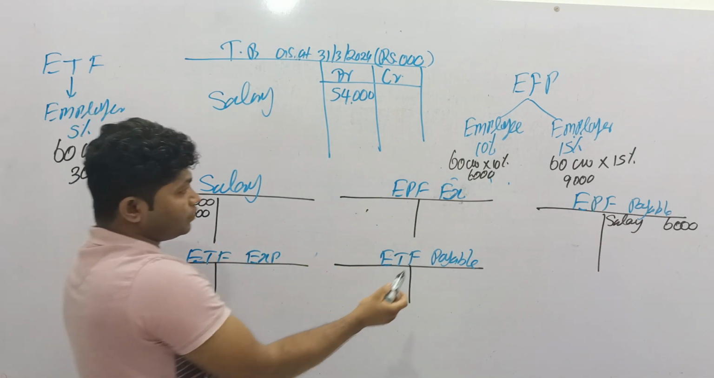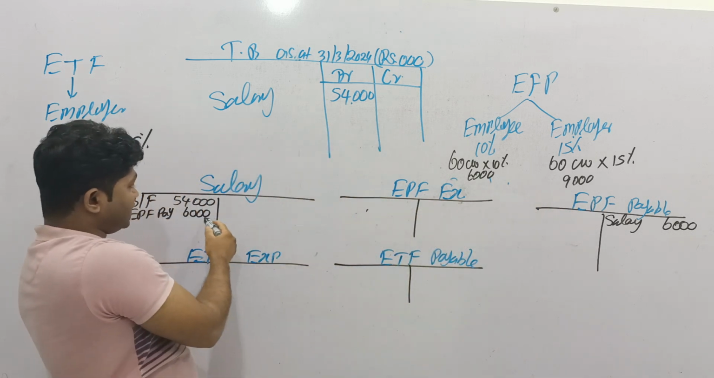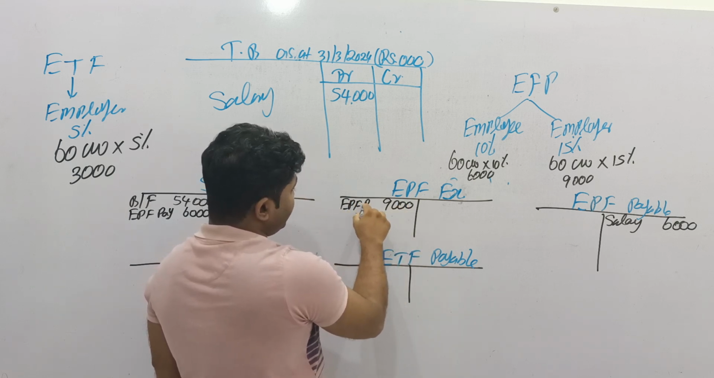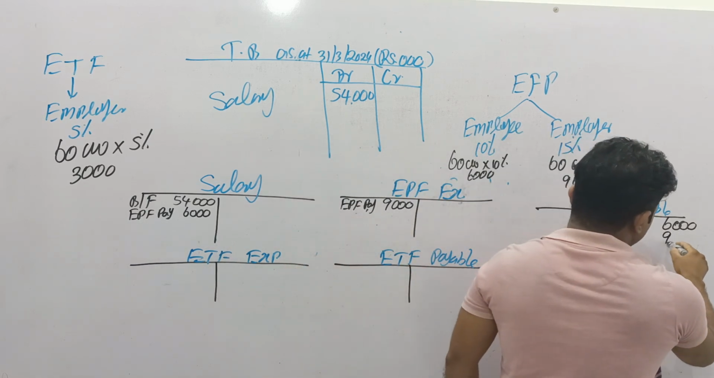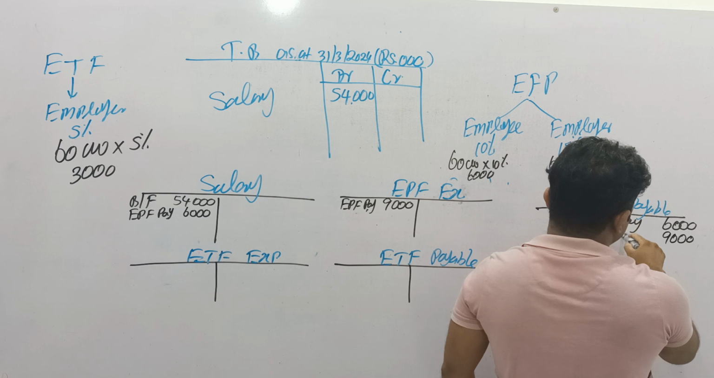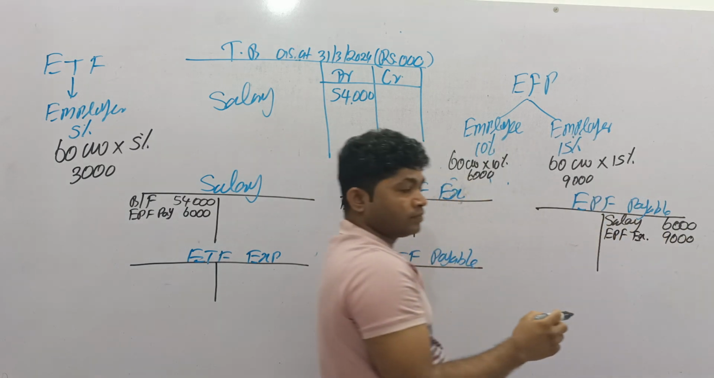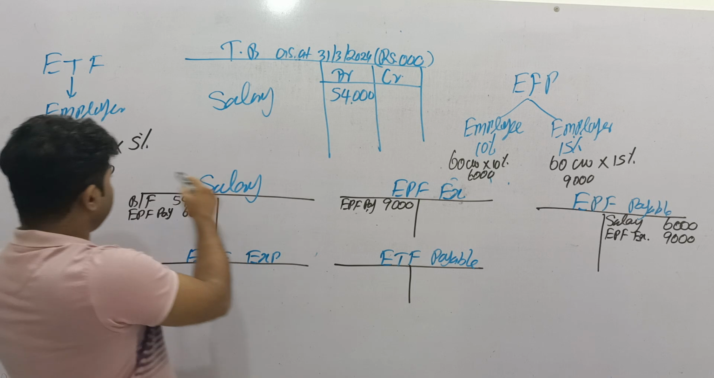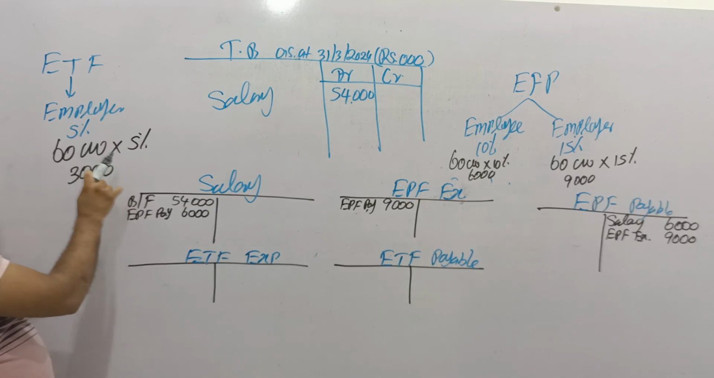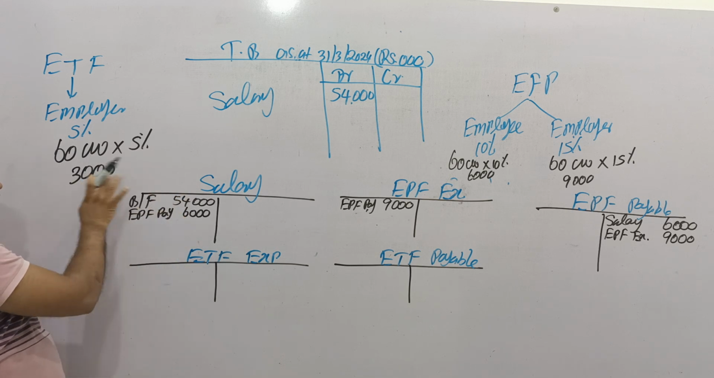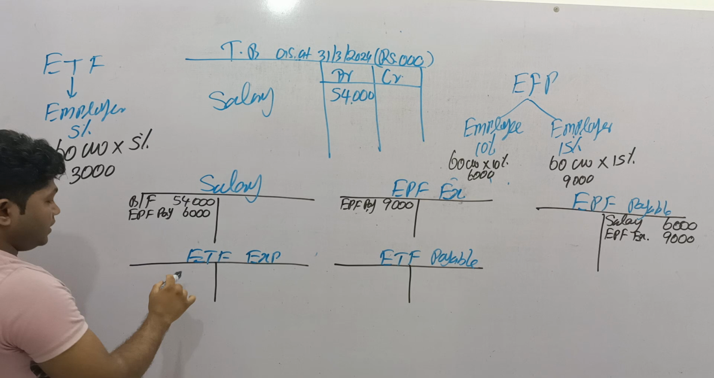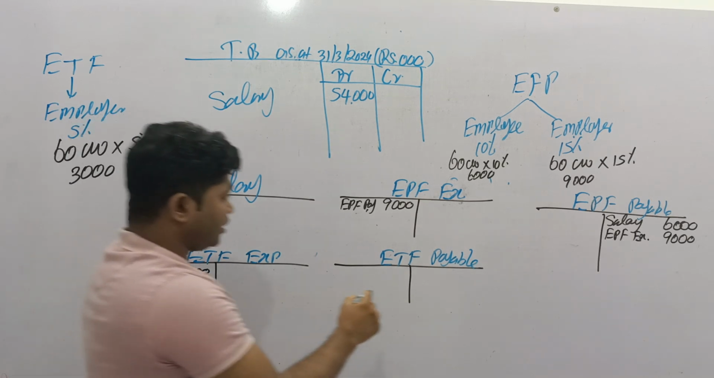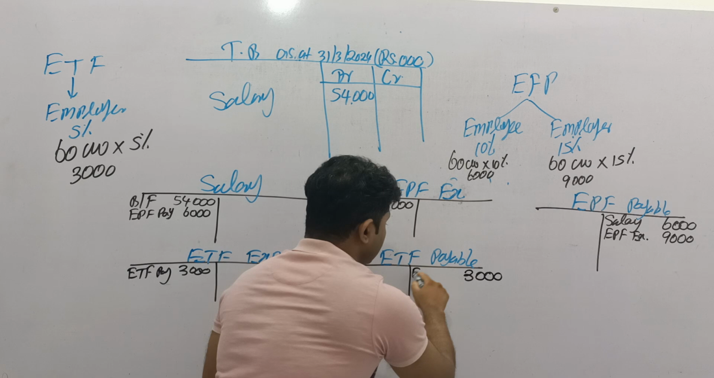Then the employer contribution of 9,000 is not part of salary and does not affect the salary account. It is another expense. Therefore, EPF expense account debit, EPF payable account credit. Both the contribution of employee and employer affect the EPF payable account. Employer contribution to ETF is 3,000. It is also not part of salary, cannot be deducted from salary, and does not affect the salary account. It is another expense. Therefore, ETF expense account debit 3,000 and ETF payable account credit 3,000.